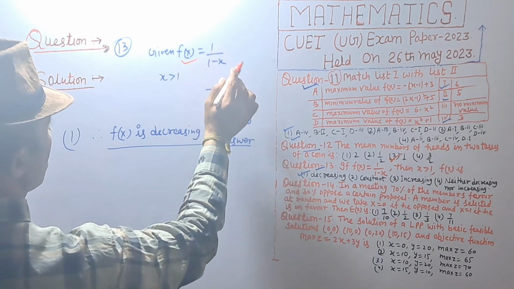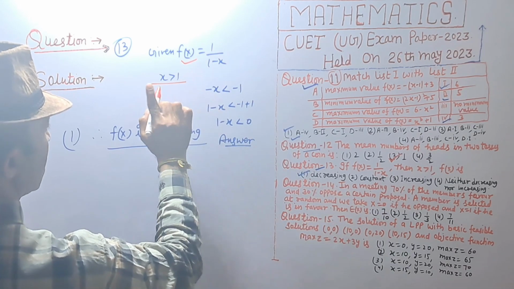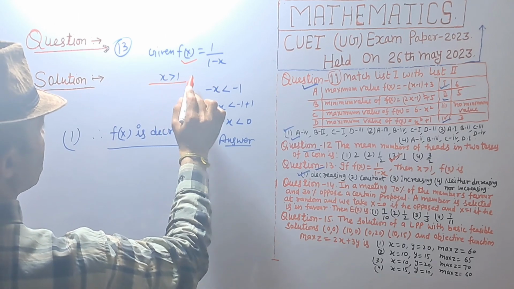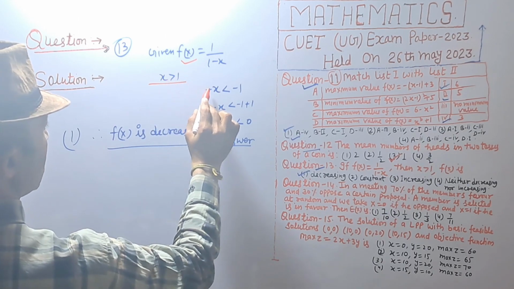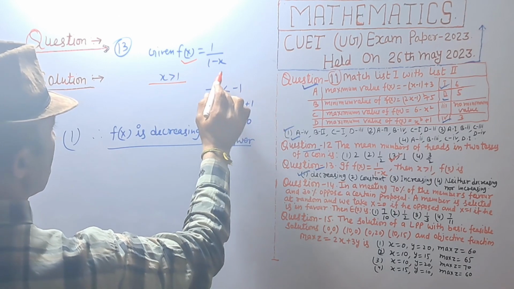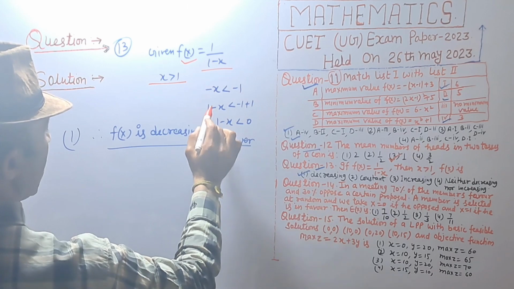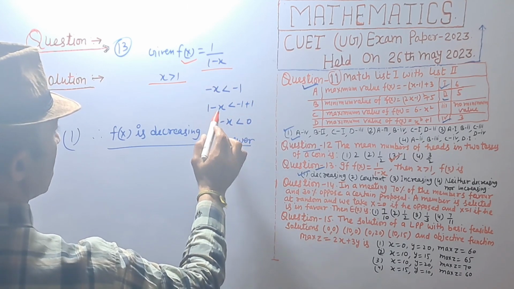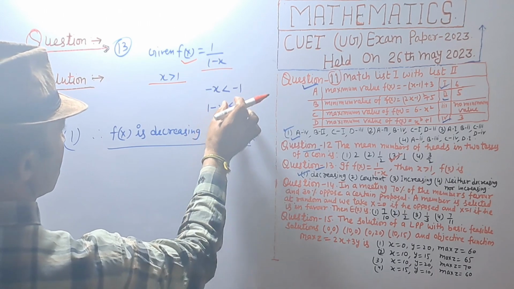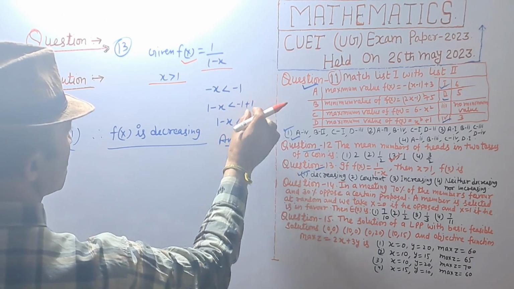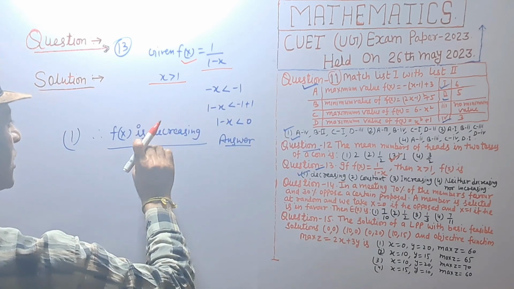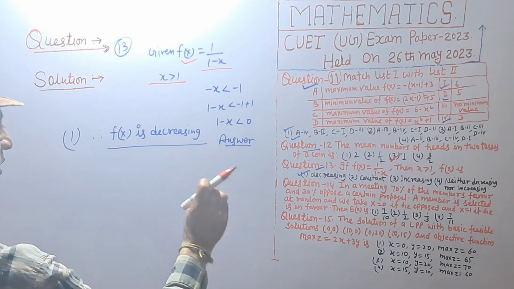Given f(x) is 1/(1 - x), where x is greater than 1, we are multiplying by a negative sign. Minus x will be less than minus 1. And in the denominator 1 minus x, we are adding 1 to both sides. Then 1 minus x in the denominator is less than minus 1 plus 1, that is 0. If the denominator is less than 0, then the function is decreasing. Option A is the correct answer.